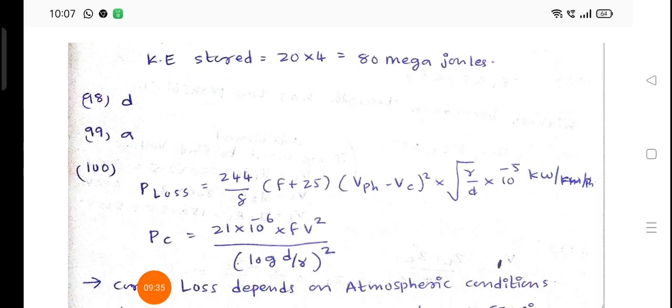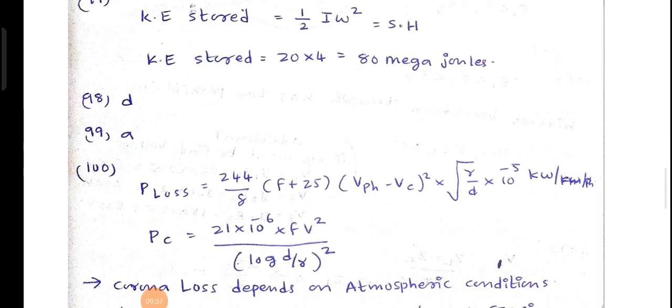Okay, power loss in case of a transmission line is given by 244 by delta into (f plus 25) into (V phase minus V suffix C) whole square into under root (r by d) into 10 to the power minus 5. Okay, then corona loss is given by 20 into 10 to the power minus 6 into f V square divided by (log d by r) whole square.